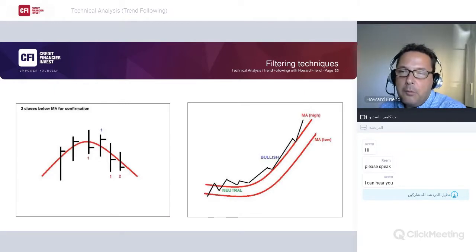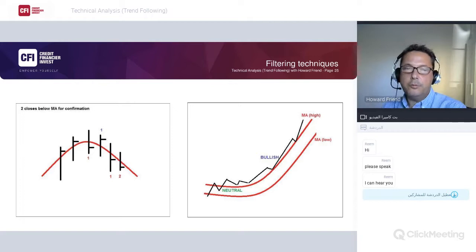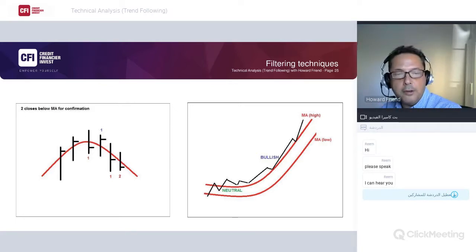Okay, I wanted to say a few things about filtering techniques, because obviously with the shorter term moving average that you use, or if you use, for example, price versus moving average, there are going to be more whipsaws than not. So one way to do it, obviously I mentioned two closes. So this is how that kind of looks.